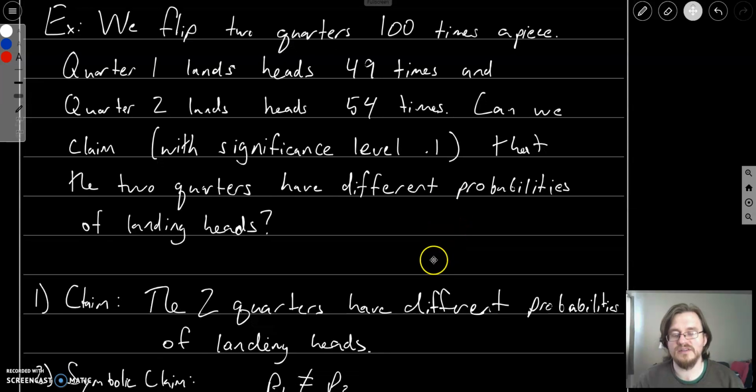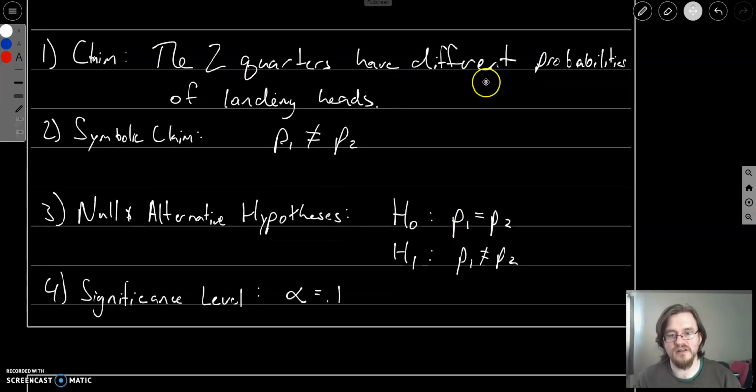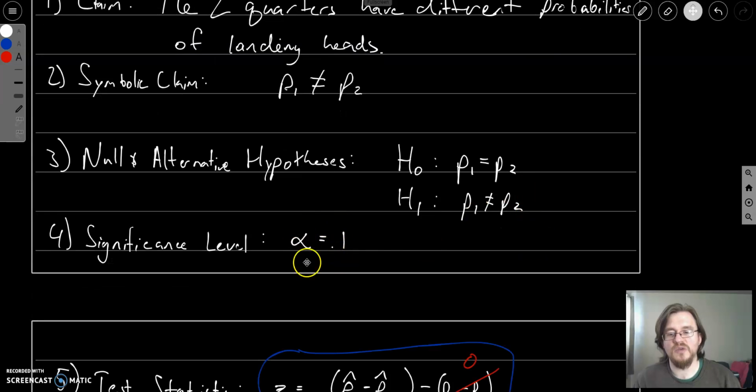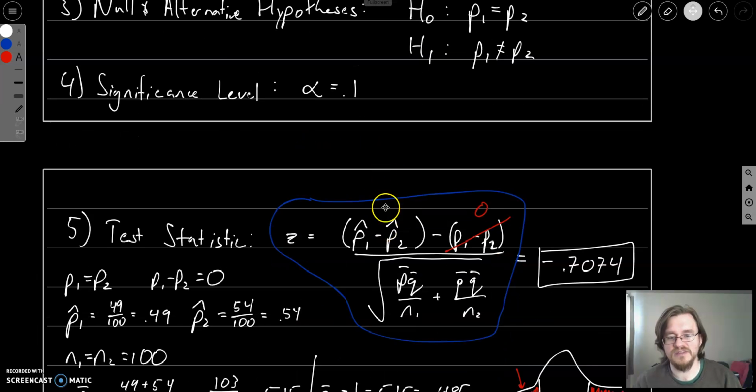So we went through this in the previous video. We stated our claim that they have different probabilities. Symbolically, this is saying that the proportion of heads for quarter 1 is different from the proportion of heads for quarter 2. Our null and alternative hypotheses. We chose a significance level of 0.1 as opposed to 0.05 or 0.01 because our accuracy is not all that important here, so we can choose a slightly larger probability of making a mistake.